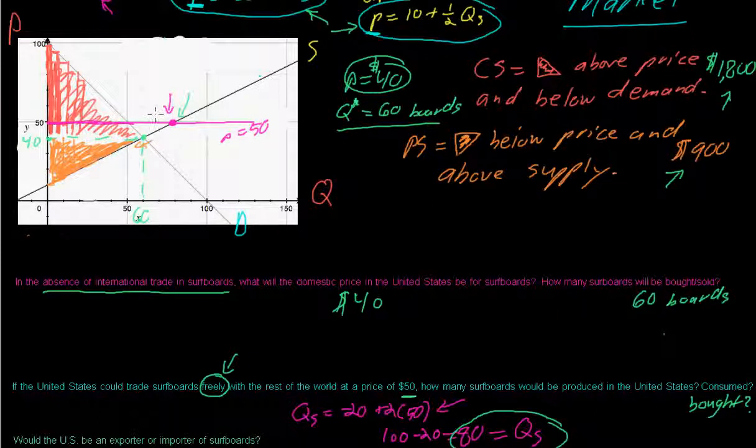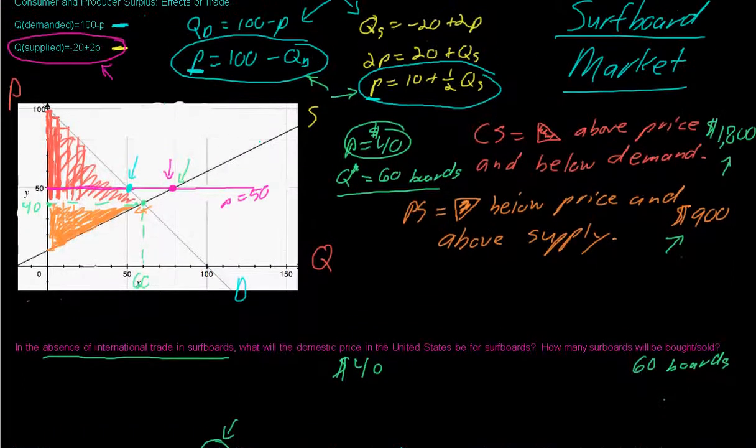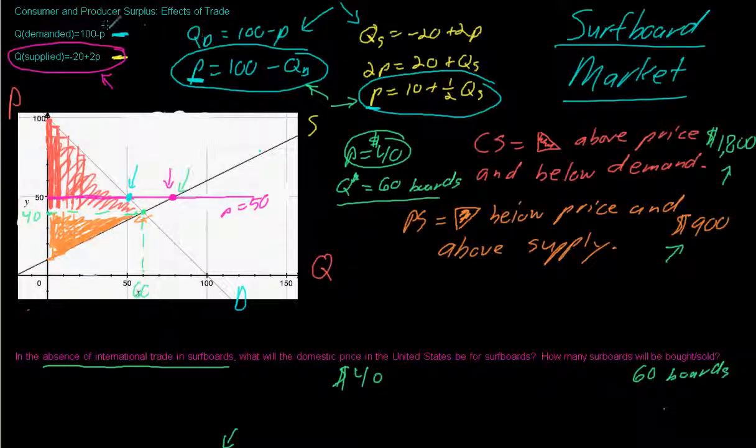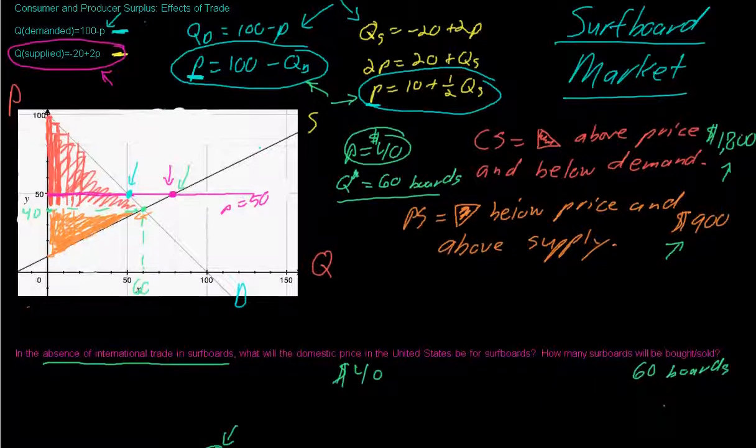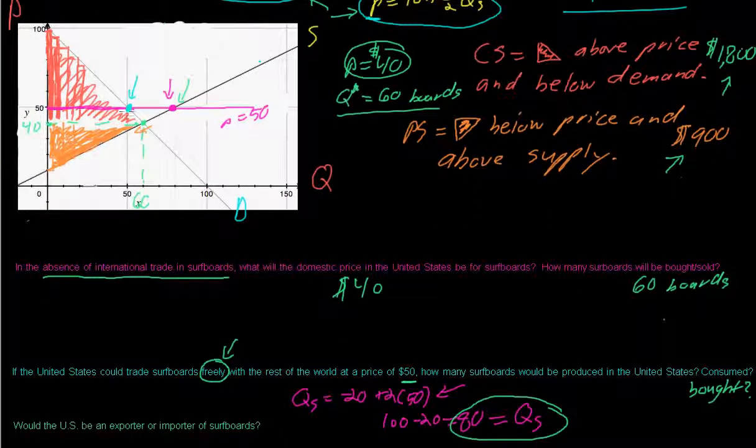They don't care. So to find out how many boards will be bought or consumed in the US, we need to go over to the demand line and find out how many boards will be demanded at a price of $50. Since the rest of the world wants it at $50, people in the US are going to have to pay $50 also. So all that we're going to do is plug in 50 into the demand line. We're going to plug in 50 into this P right here. Graphically, it's the intersection of these 2 points, and we can see that it will be at 50, but I'm going to show you algebraically also.